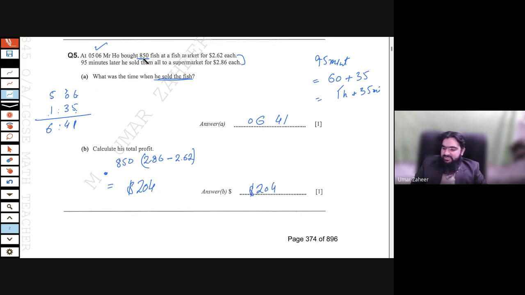He purchases 850 fishes. The cost of each is $2.62, and the sale price is $2.86. So we take the difference and get the profit on one fish. He sells 850 fishes, so multiply by 850 and you will get the total profit.